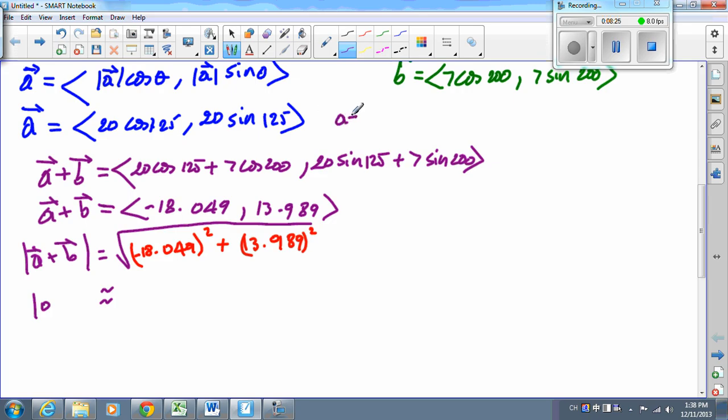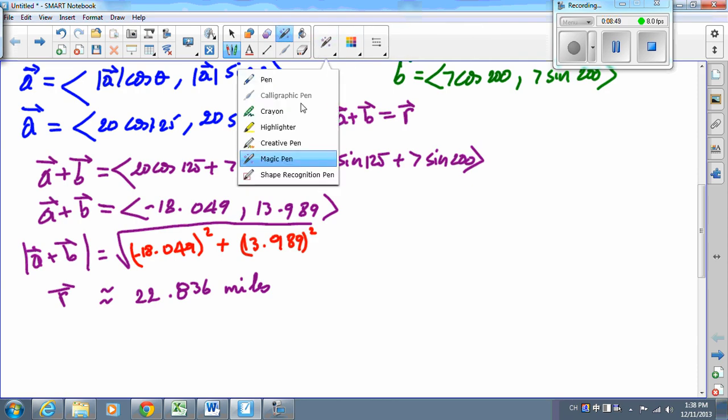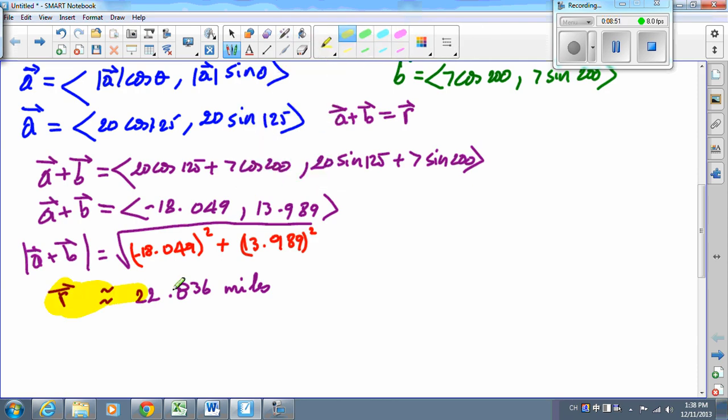Let me write it here. A plus B is equal to vector R. I will make it simple by calling it R. So here, all I have to write is vector R is approximately equal to 22.836 miles. Well, that's important information, so I will go ahead and box it, or highlight it. That's one answer that I need.